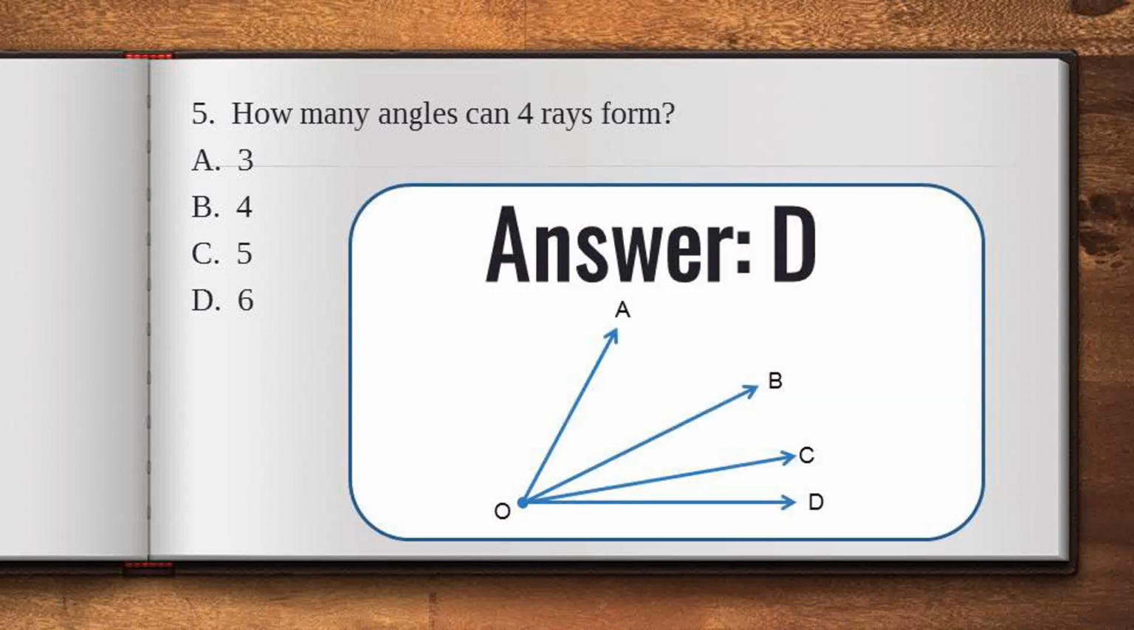The correct answer is letter D. Here we have a geometry problem. So what are those 6 angles that are formed? These are angle AOB, angle BOD, angle COD, angle BOC, angle AOC, and angle AOD. So those are the 6 angles.